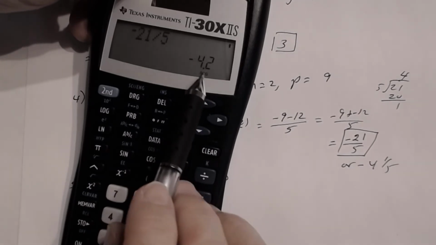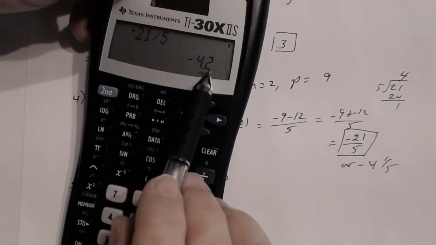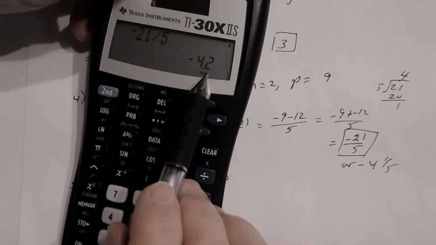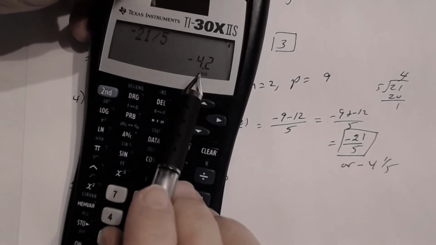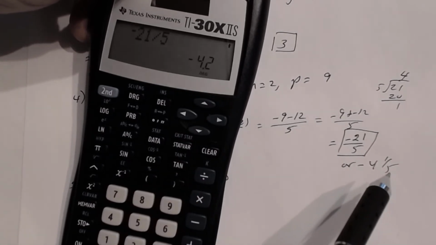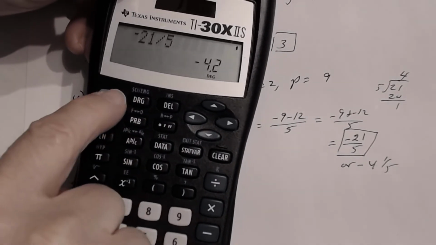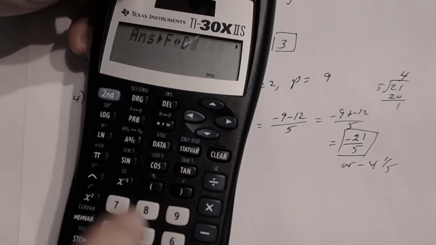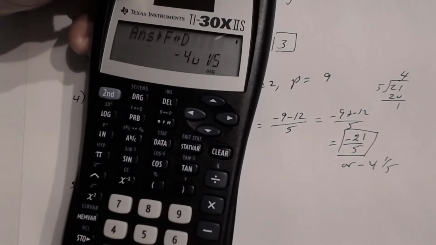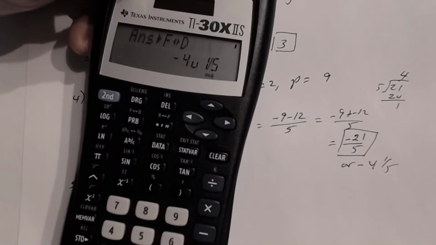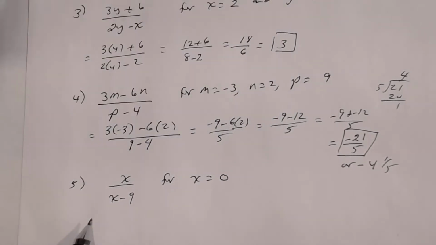Now remember, mathematically you read this as negative 4 and 2/10, right? Negative 4 and 2/10. But isn't 2/10 reduced 1/5? That's what that is. Now, if you want to, you can go ahead and use this button again. So you say second PRB, and then press equal, and notice you get negative 4 and 1/5. Okay?